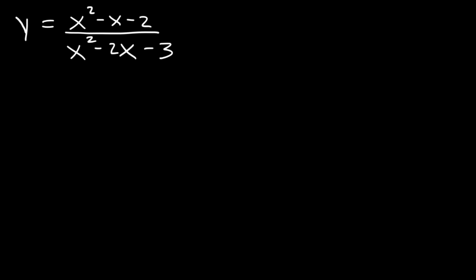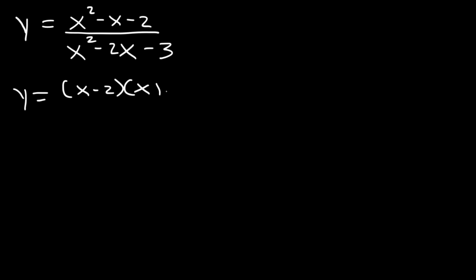So feel free to pause the video and work on this example. Now the first thing we should do is factor completely. So what are two numbers that multiply to negative 2 but add to negative 1? This is going to be negative 2 and plus 1.